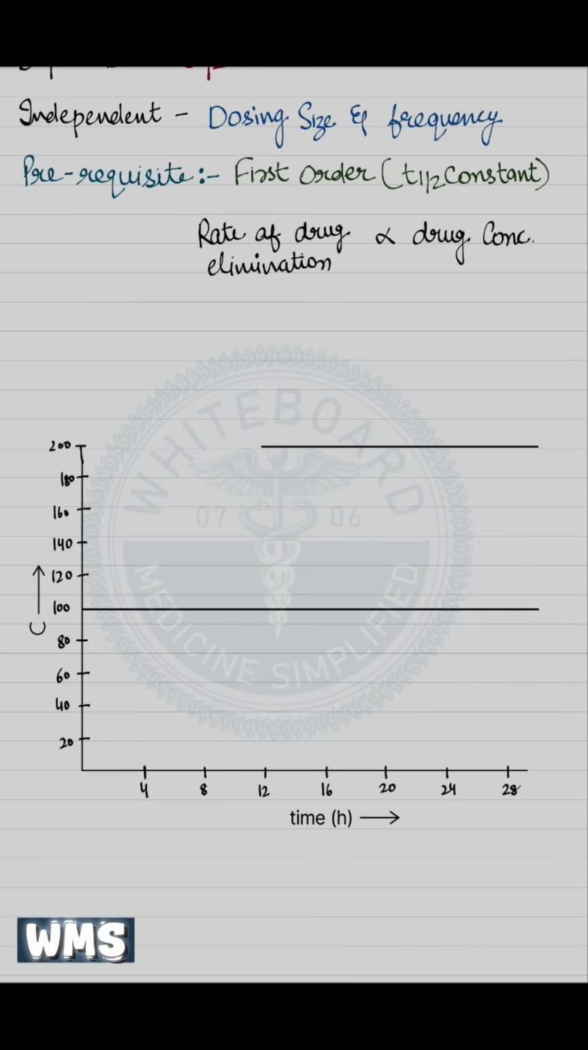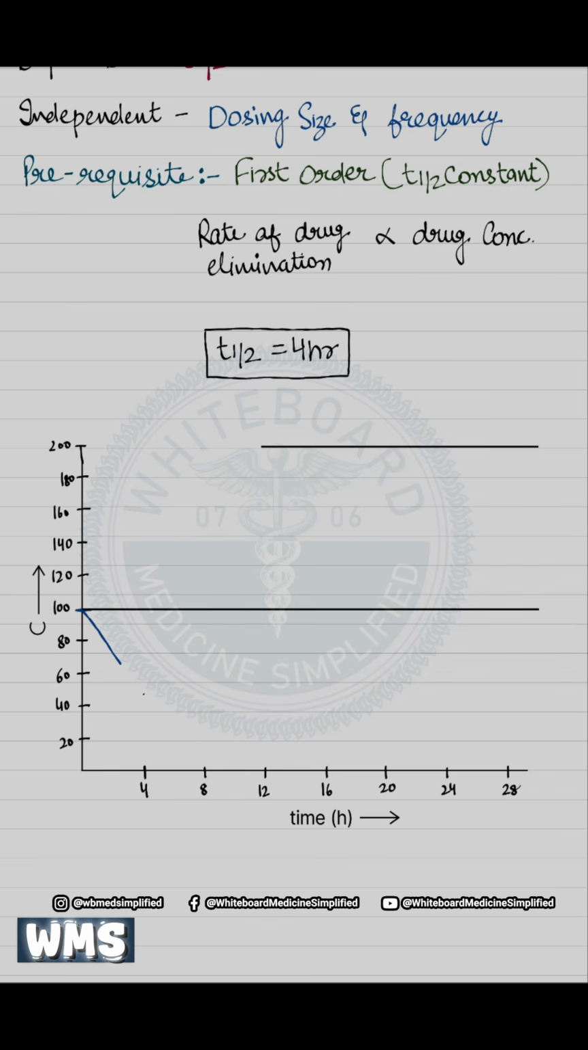Suppose we give the first dose of 100 micrograms per milliliter. Immediately after administration, the plasma concentration becomes 100. Now, assume the half-life of the drug is 4 hours. Therefore, after one half-life, that is after 4 hours, 50% of the drug is eliminated, and the concentration falls from 100 to 50 micrograms. At this exact time point, we give the second dose of 100 micrograms.